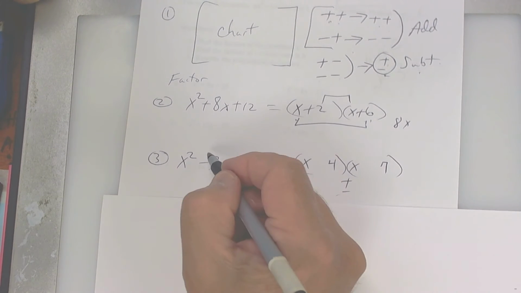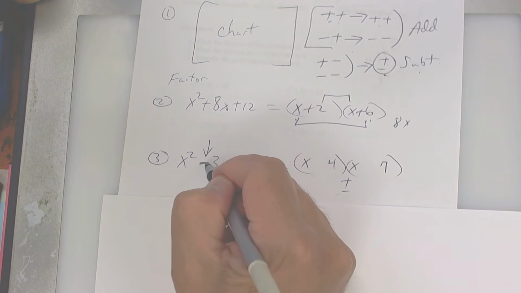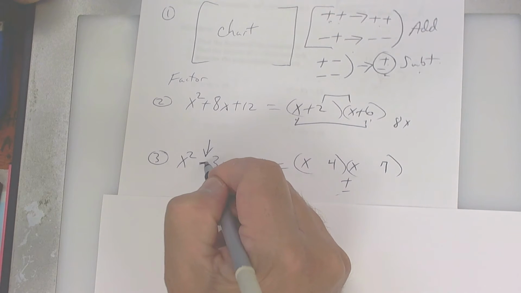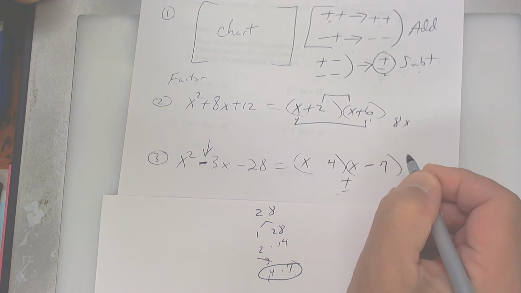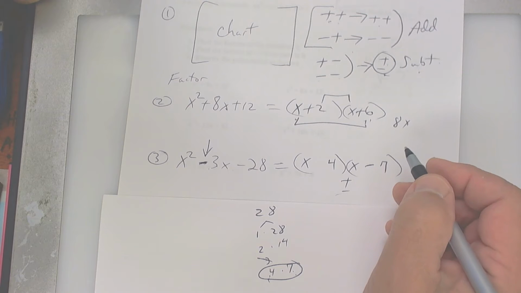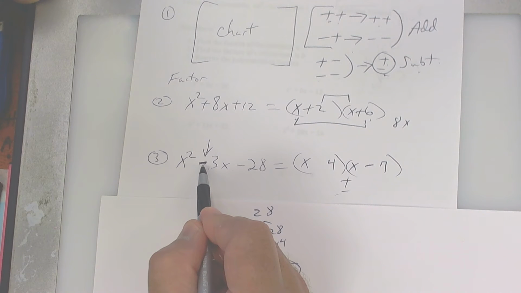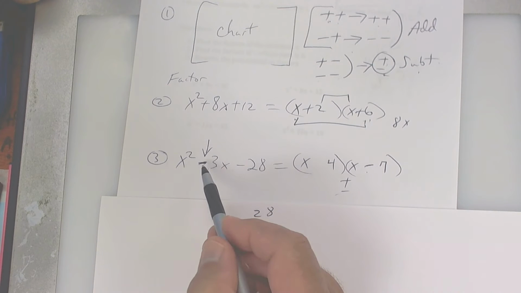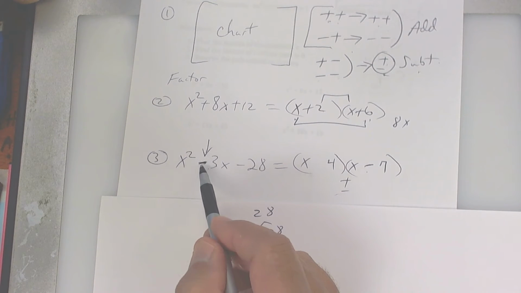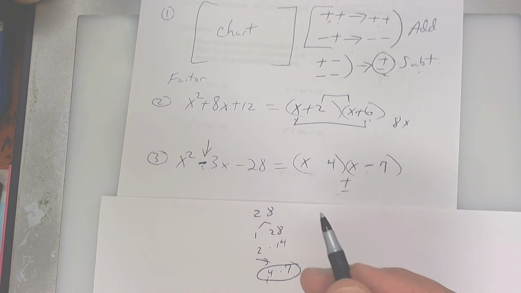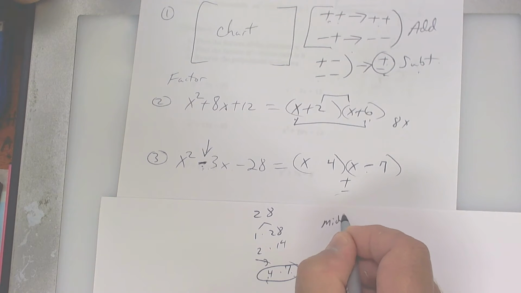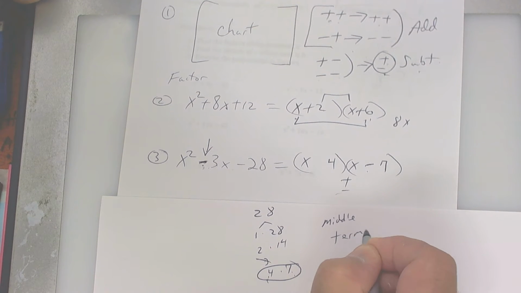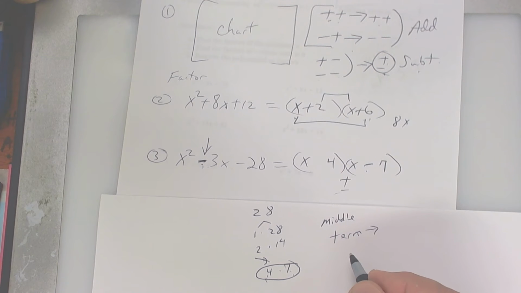Now, the middle term is a negative in this case. So in this case, the negative has to go with the big one. If the middle term was a positive, then the positive would go with the big one. The middle term dictates the sign of the bigger number. Okay, write that down. The middle term, the sign goes with the bigger number.